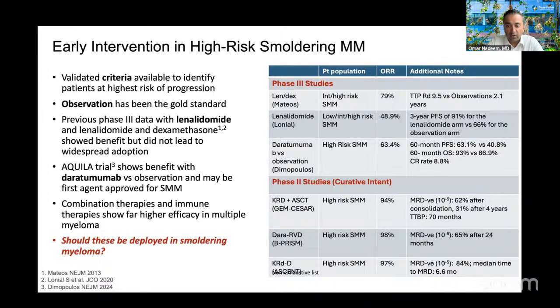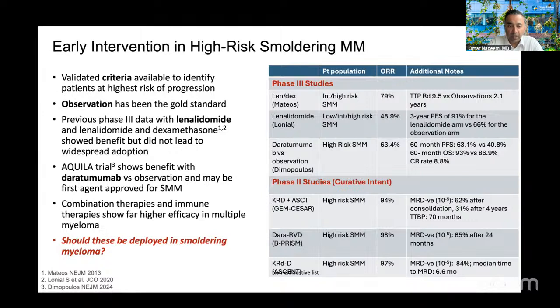But the question then is, what about the combinations that we give to myeloma patients? What about these immune therapies? Are they going to be even better than giving some of these therapies on their own? And the big rationale for that is, all the myeloma studies show that if you have a deeper response, if you're MRD negative, you do much better. So is that also true for patients with high-risk smoldering myeloma?